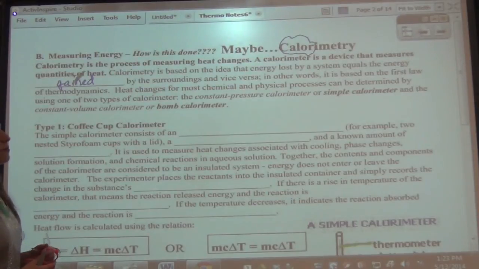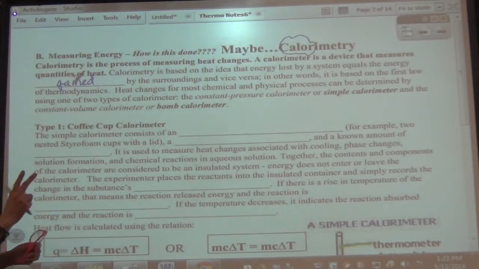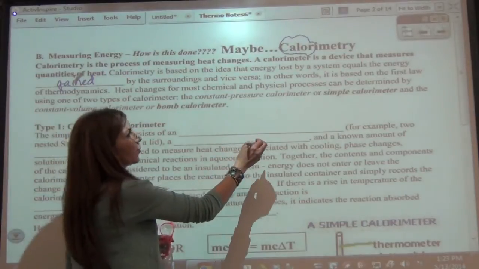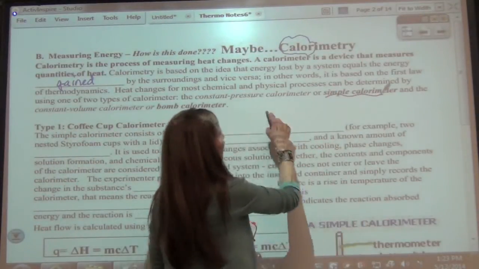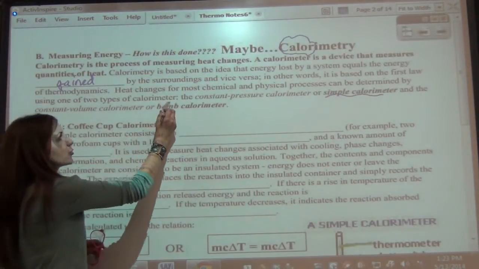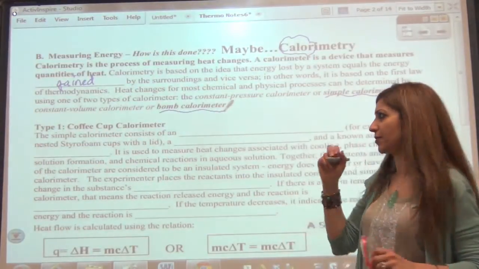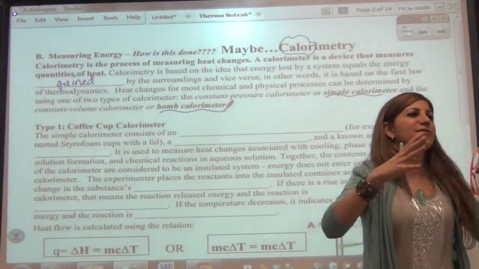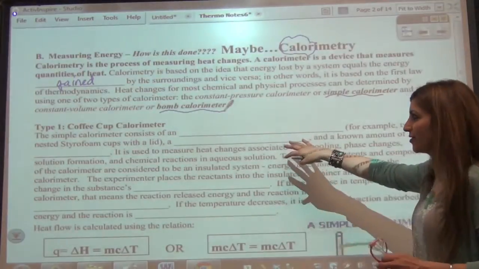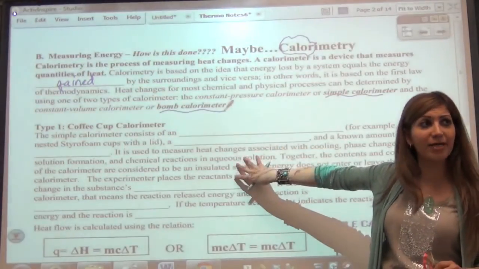Heat changes for most processes can be determined by using one or more types of calorimeters. There is what is called a simple calorimeter, and that one's constant pressure. Or you can use what is called a bomb calorimeter. And we'll talk more about this on Thursday, the bomb calorimeter. It's not really a bomb going off. It's like an isolated container. I'll show you what that looks like. So let's just do coffee cup right now.